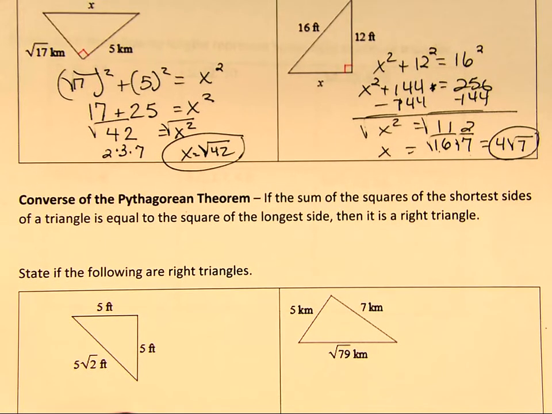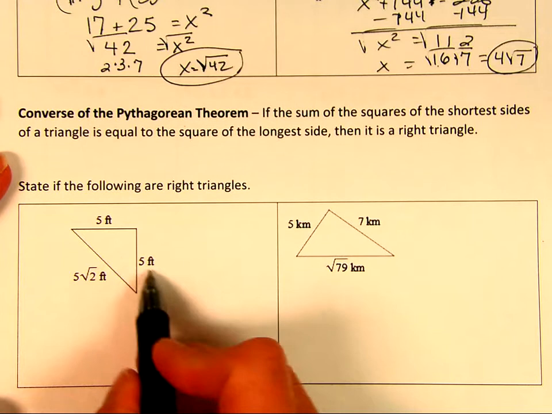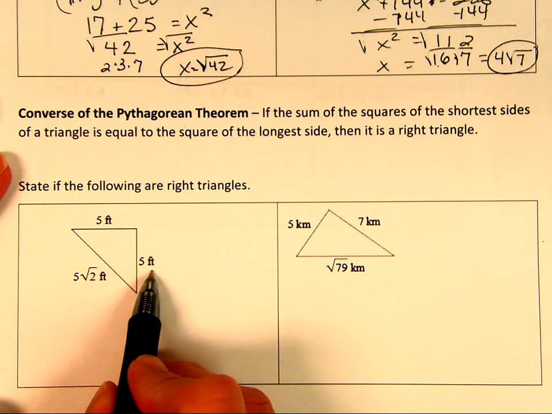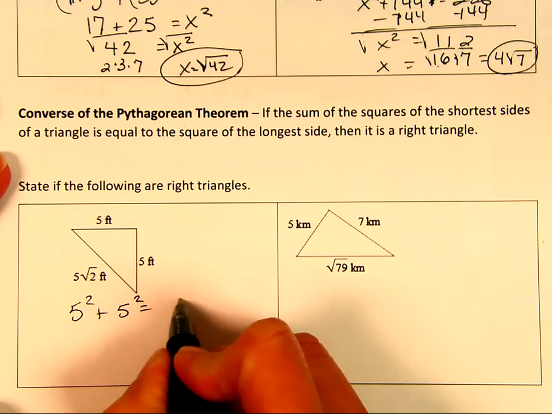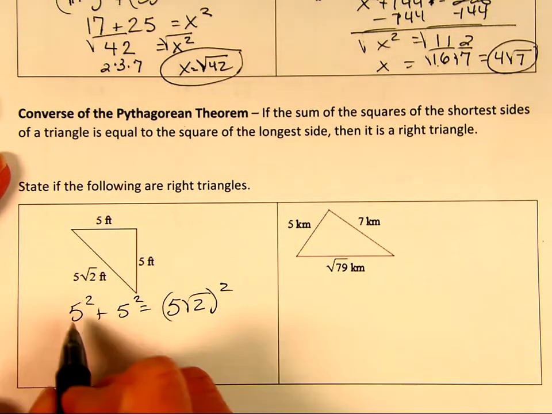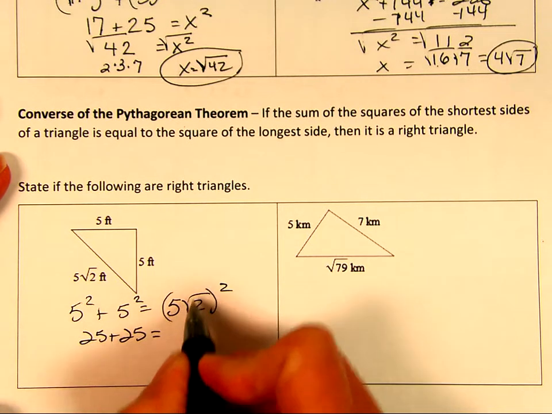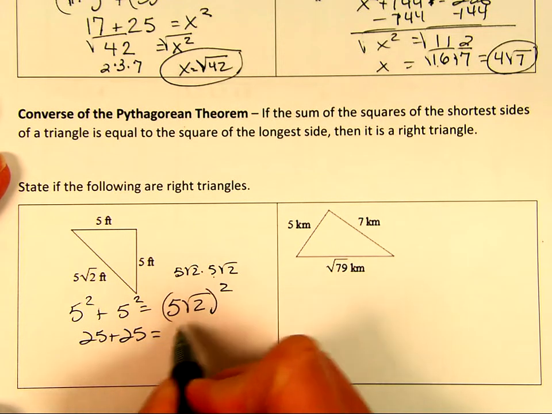So we want to know if this triangle is a right triangle. Then we would take the shortest sides. Those are 5 and 5, because 5 times square root of 2 is going to be bigger than 5. So I'm going to say 5 squared plus 5 squared. If it equals 5 square root of 2 squared, then I know it's a right triangle. So 5 squared is 25 plus 25. When I square this, remember that's 5 square root of 2 times 5 square root of 2. So it's 5 times 5, which is 25.